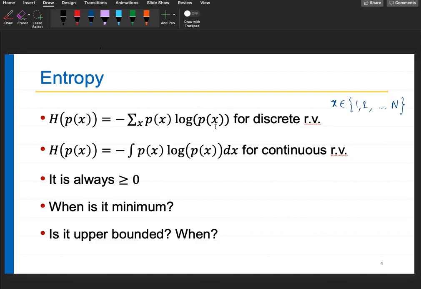P of x is always positive. P of x is always less than 1. Therefore, okay, let me write it down. You are saying P of x is always between 0 to 1, right? Which means log of P of x will always be between minus infinity to 0, and then you can say minus log of P of x will be between 0 to infinity, right?